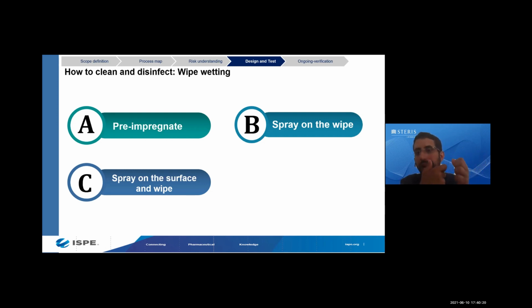If you're not wetting the mop adequately, which I see a lot, what happens is the operators start to mop the surfaces and the surface is not even wet, or it's wet, but not enough to stay wet for the adequate contact time. So make sure to have that.